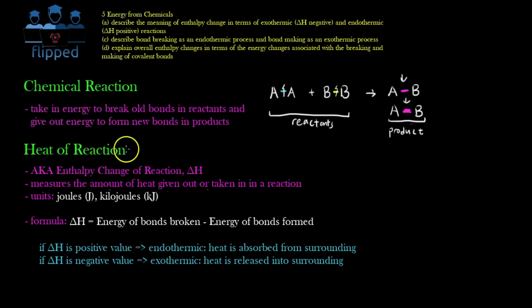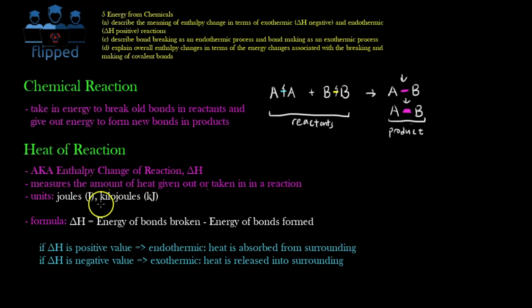Basically, this is the enthalpy change of reaction, called change in H. This triangle is a universal symbol for change. In this case, H means heat. And this measures the amount of heat given off or taken in a reaction. The units are joules, J, or kilojoules, kJ.